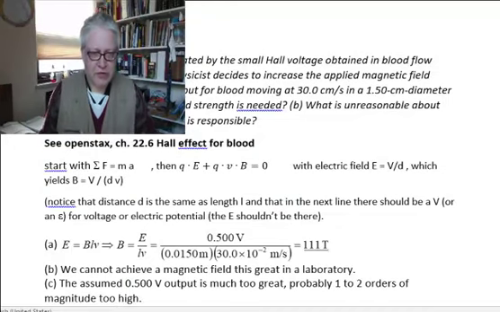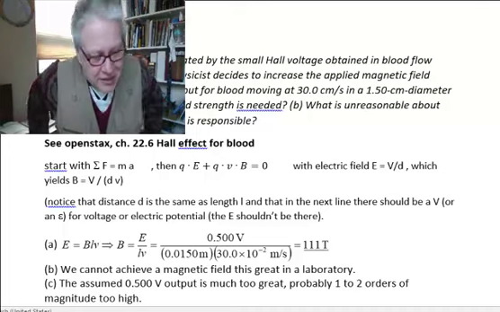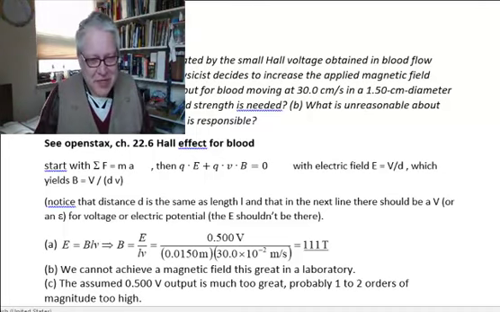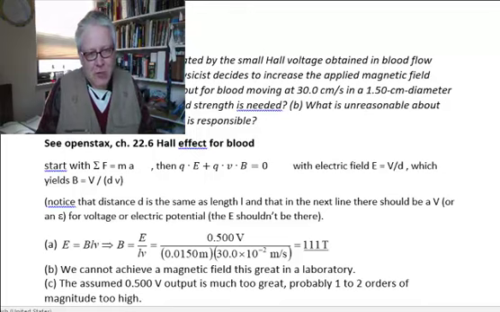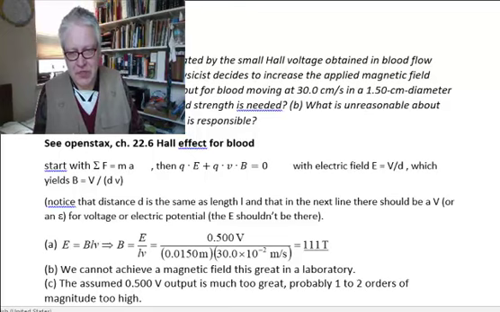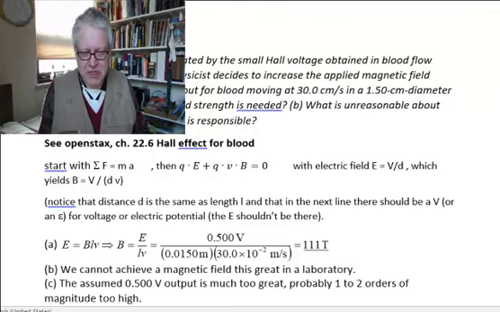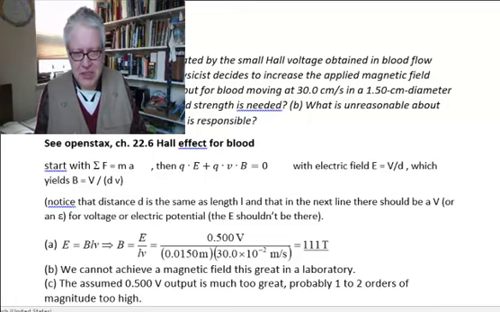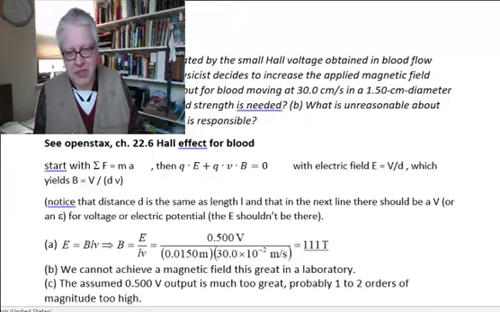Okay. All right, so the next problem is actually my second take. I did make a mistake on my first take, which I erased now. In any case, this is the OpenStax textbook, chapter 22, magnetism, number 88, the Hall effect. It starts out with saying unreasonable results. So, frustrated by the small Hall voltage and so on obtained on blood flow measurements, and then there are some numbers given. What magnetic field strength is needed, and then a couple of follow-up questions.